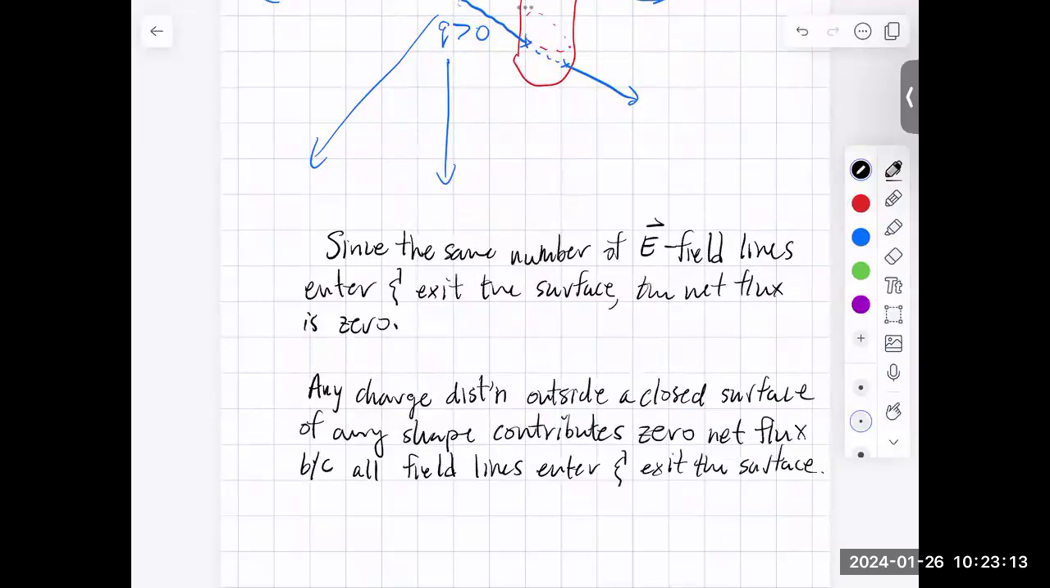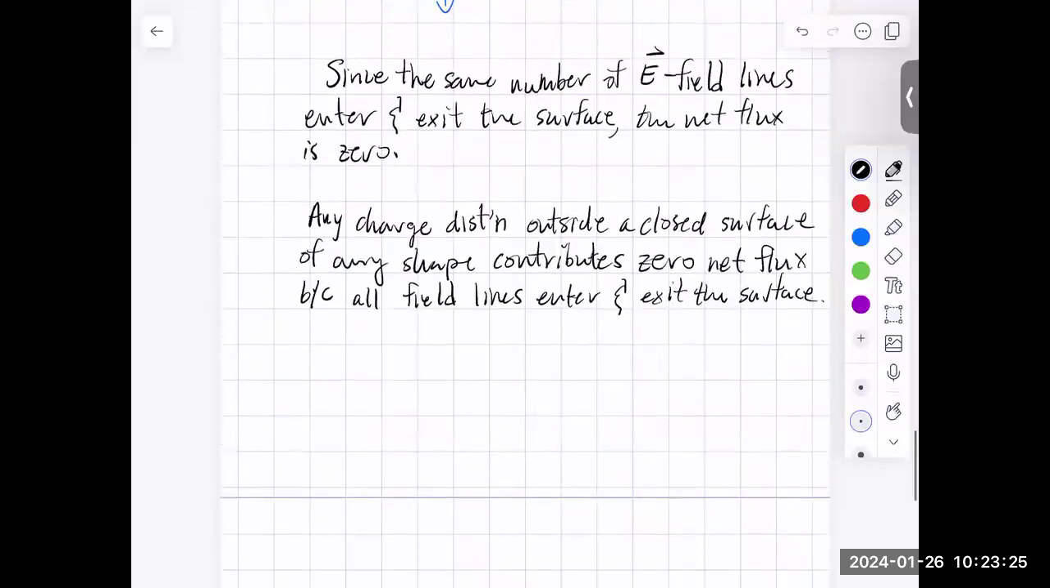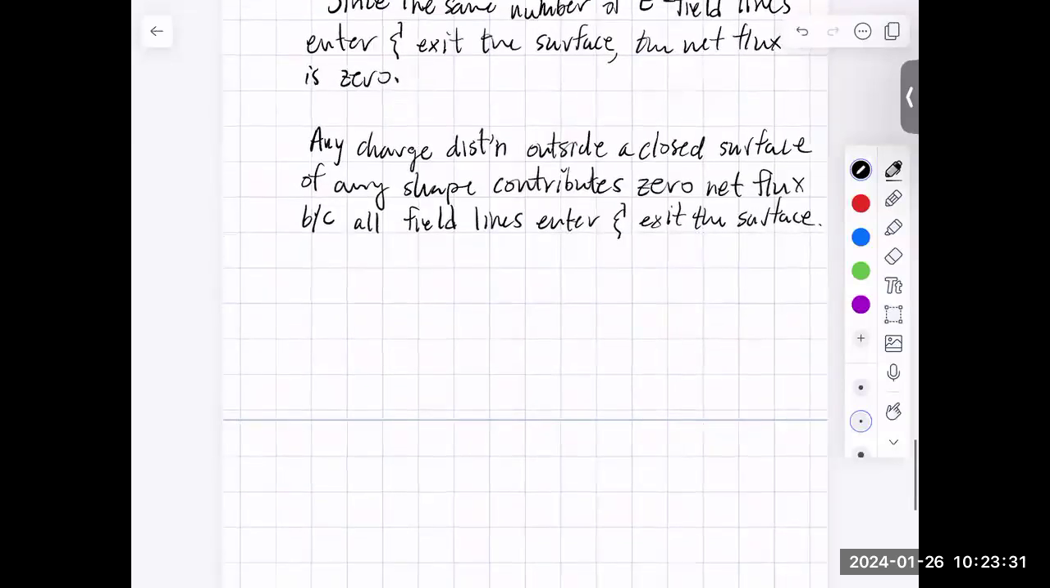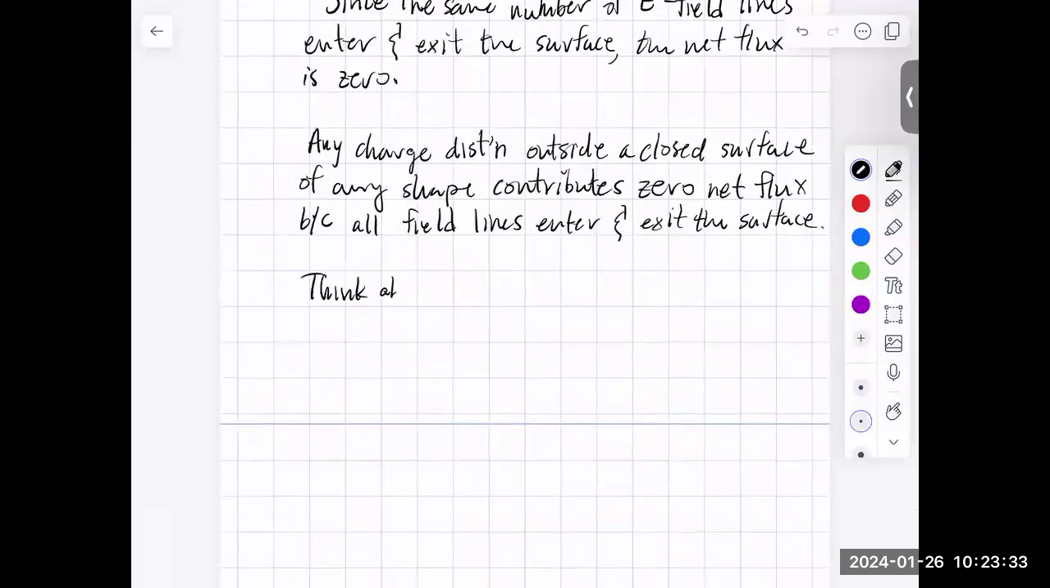Okay, so what's the only way? How could I get a situation where I have a non-zero flux through a closed surface? What do I have to do? Yeah, so let's move the charge inside. Okay, and so let's think about a charge inside a closed surface.